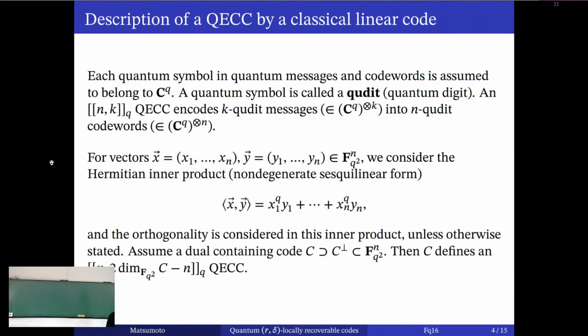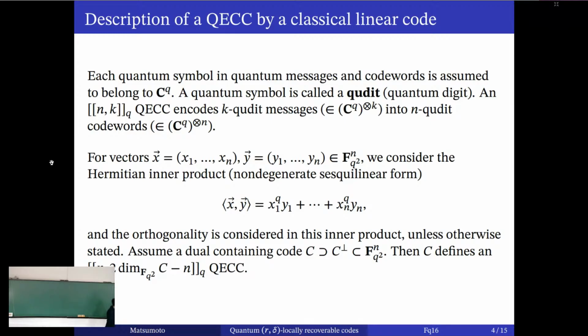We explain the relation between quantum error correction and classical linear codes, which was also reviewed by Professor Gravel this morning. Here, each quantum symbol in quantum messages and code words is assumed to be a vector in a complex linear space. A quantum symbol is called a qubit. A quantum error correcting code encoding a k qubit message into an n qubit code word is denoted by the parameters [[n,k,d]]_q.